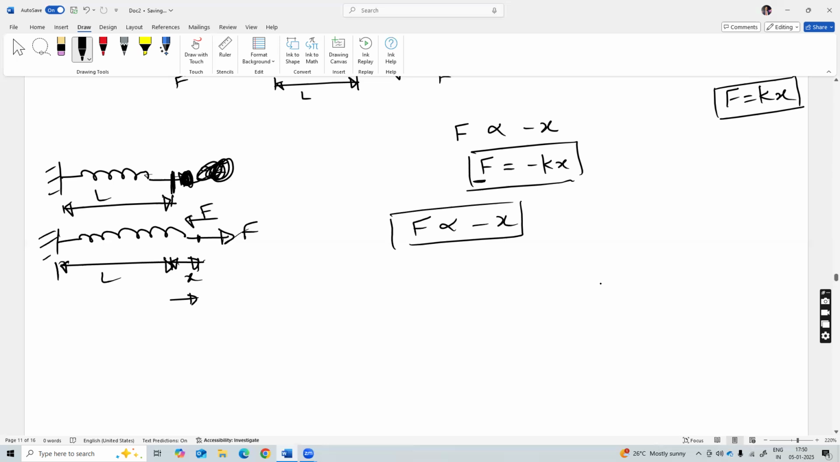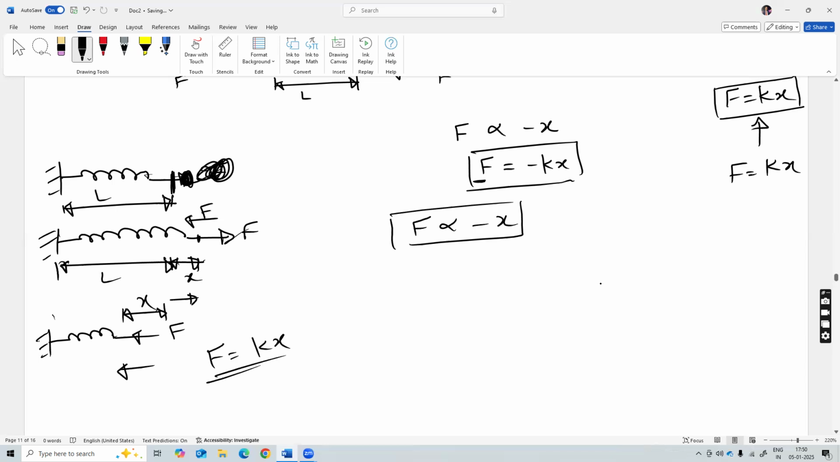However, the force which we have applied is in the same direction as the change in length, and therefore generally we will use the equation F equal to kx. For compression also, if you apply a compressing force F, the length of the spring will change. In this case, the change in length is in this direction and our applied force is also in the same direction, so we can directly use F equal to kx. Here k is the spring constant.